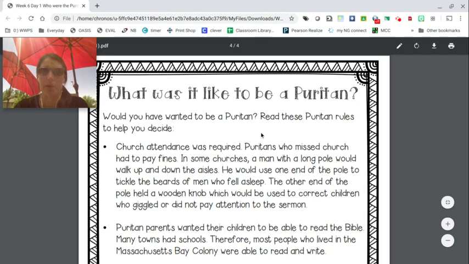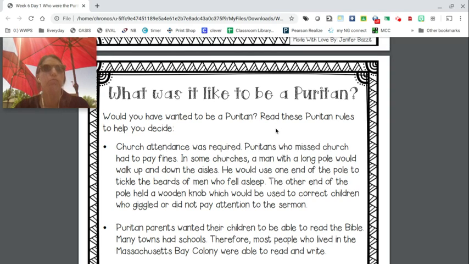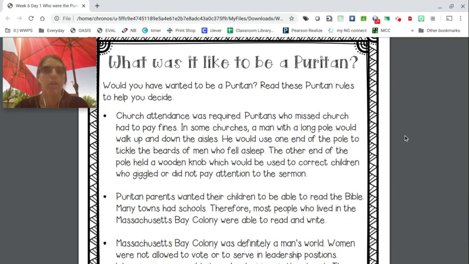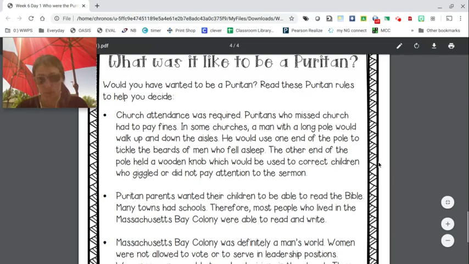What was it like to be a Puritan? Would you have wanted to be a Puritan? Read these Puritan rules to help you decide. First rule: church attendance was required. Puritans who missed church had to pay fines. In some churches, a man with a long pole would walk up and down the aisles. He would use one end of the pole to tickle the beards of men who fell asleep. The other end of the pole held a wooden knob, which would be used to correct children who giggled or did not pay attention to the sermon.